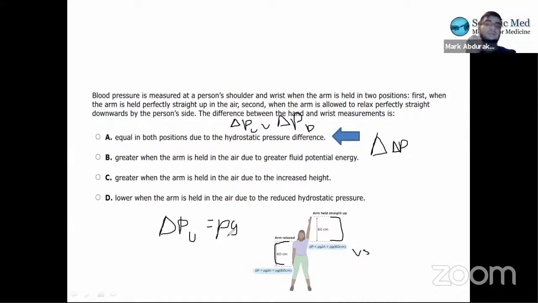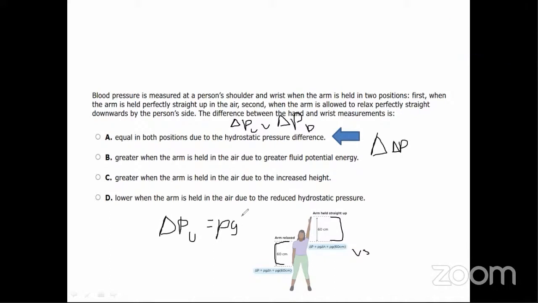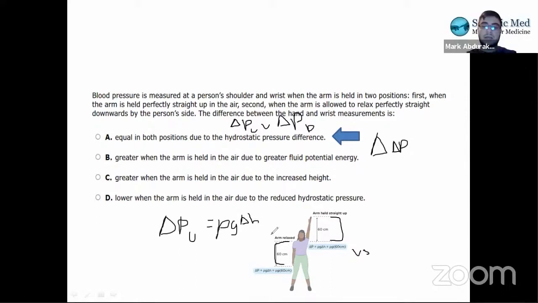Well, rho g delta H, actually, because remember, height is relative. Everything is, we can set a 0 really anywhere. Rho g delta H, right? And it's written here as well. And rho is whatever the blood density is.